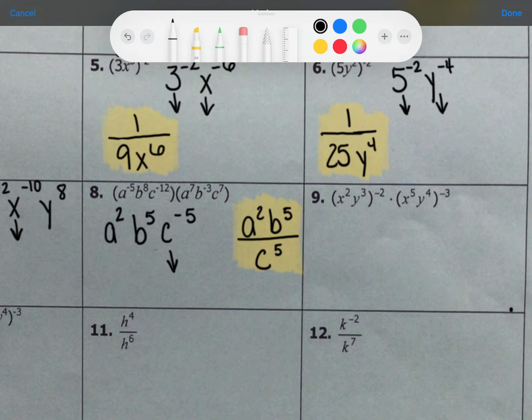Number 9 has the parentheses. What do you do when there's parentheses? You're going to multiply. So first multiply by those outer exponents. Then add your x's, add your y's. If you end up with any negatives, move them. Give that one a try. Distribute first. And then add your x's, add your y's, and move your negatives.